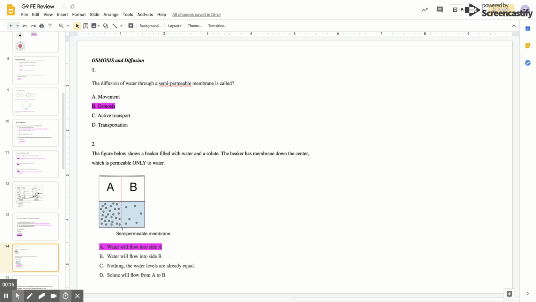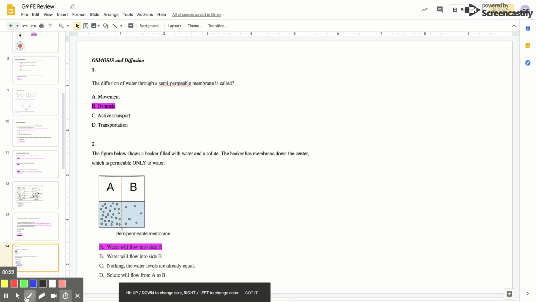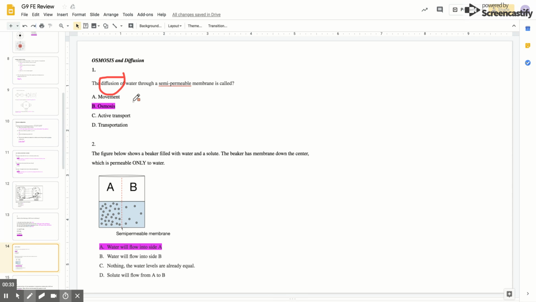The diffusion of water through a semi-permeable membrane is called osmosis. Now, be very careful and make sure you pay attention to the fact that we said the diffusion of water. Diffusion is a broader term than osmosis. Diffusion is actually the movement of any molecule from a high to a low potential, right? Or high to a low gradient. So osmosis is a type of diffusion, but we're going to see more questions on this later on about the differences between both of them.